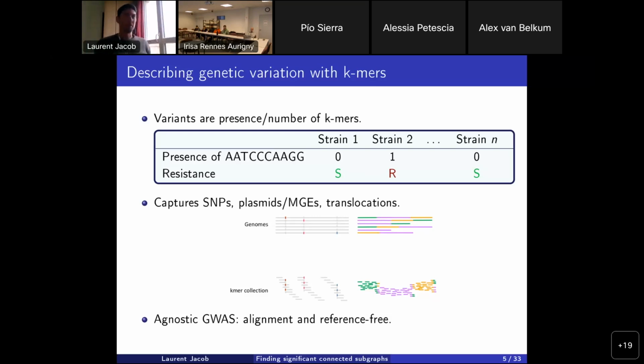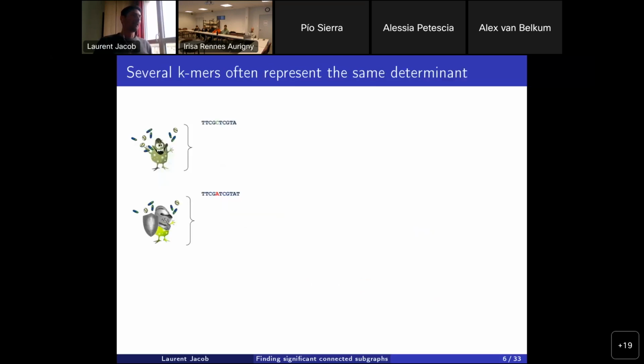You just say, I'm looking at all the words in the genome. So even if you have an alien strain that arrives, you just have to sequence it and you can define it. You don't need to have any annotation. You don't need to have a reference, and you don't need to align anything to do that. So the flip side of that is that you lose a lot of interpretability. It's very tedious to interpret the results.